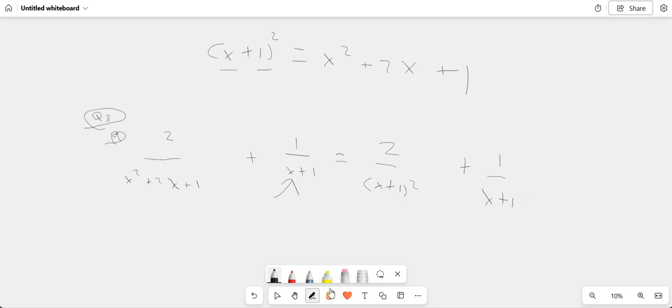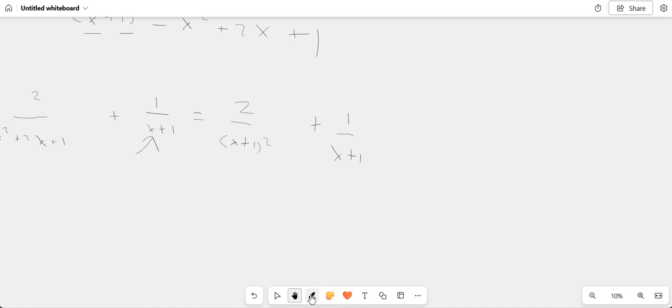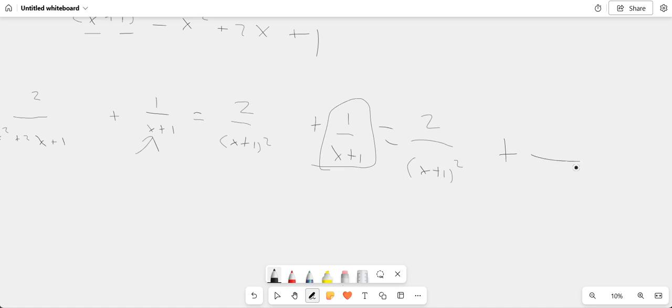Alright, cool. So now what we have to do is obviously make them the same. So times the right hand side by x plus 1. The left hand side remains the same. So we'll just have it as 2 over x plus 1 squared, and then plus, times this whole thing by x plus 1 to make it x plus 1 squared on the bottom. So that's going to become x plus 1 squared on the bottom, and on top you're going to get x plus 1.